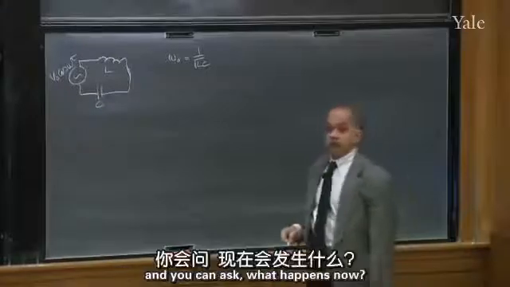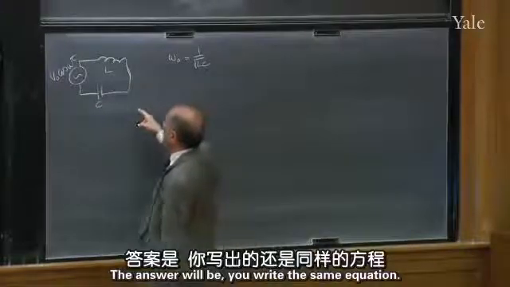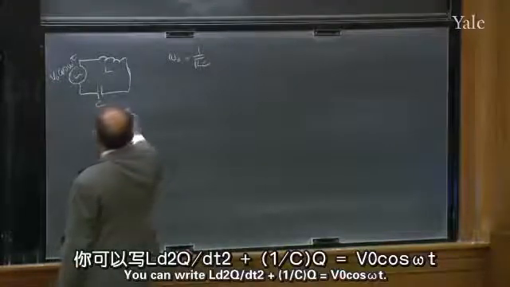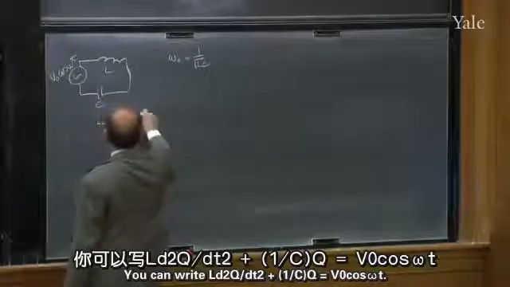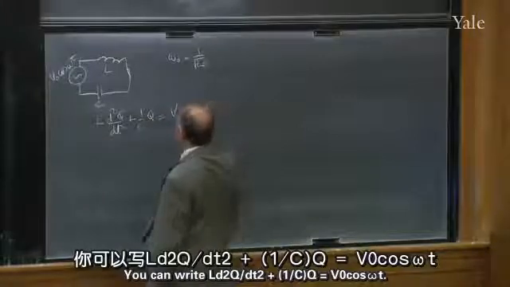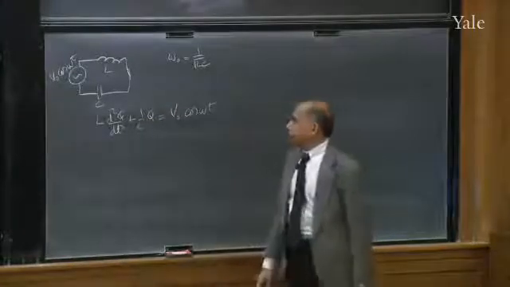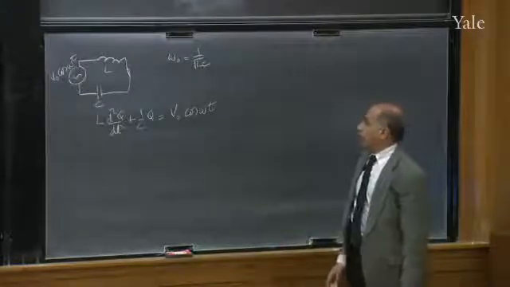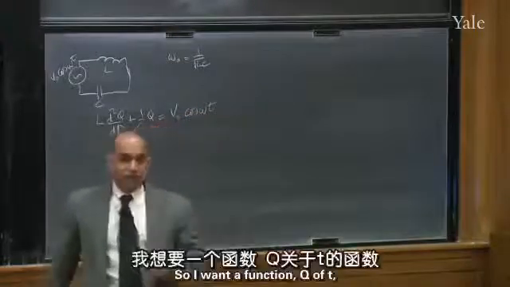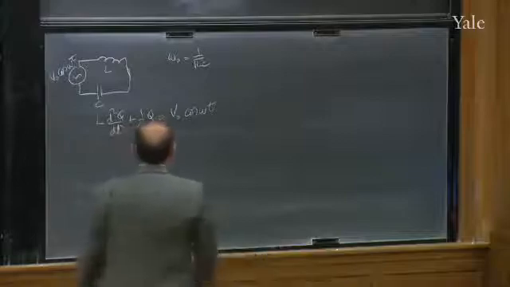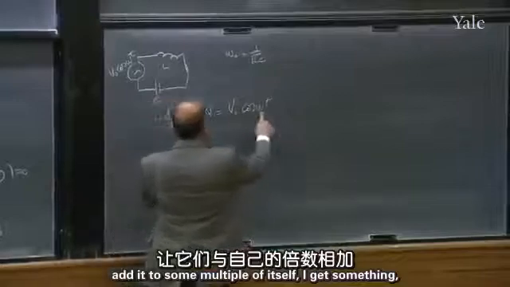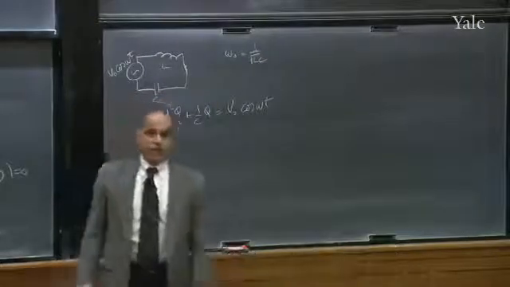And you can ask, what happens now? The answer will be, you write the same equation. You can write L d2q over dt squared plus 1 over C q is equal to V0 cosine omega t. Now what are you going to do? You have to again guess the solution. So I want a function q of t so that when I take two derivatives and add it to some multiple of itself, I get something times the cosine. So what should that function look like?